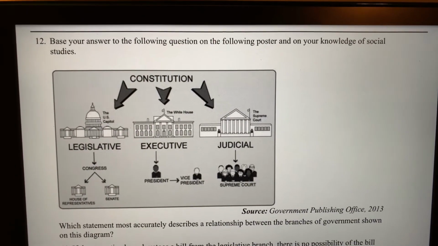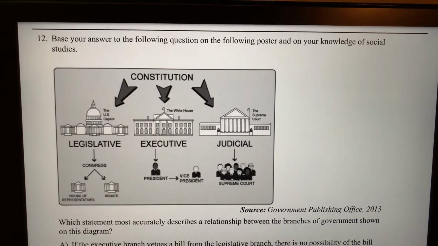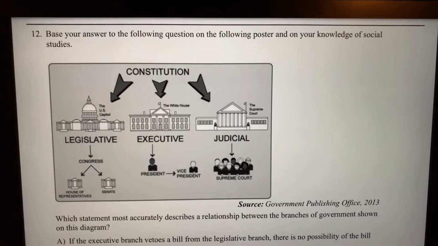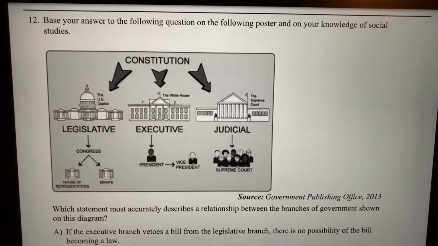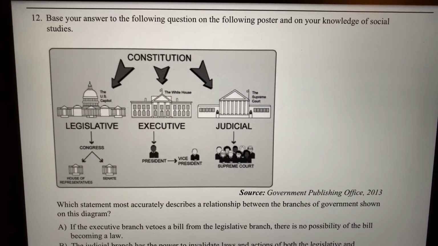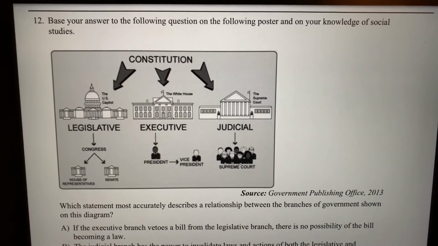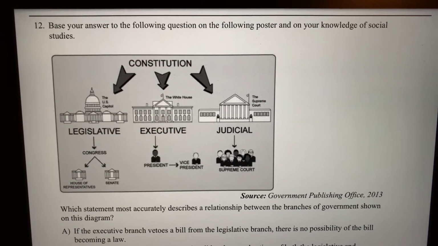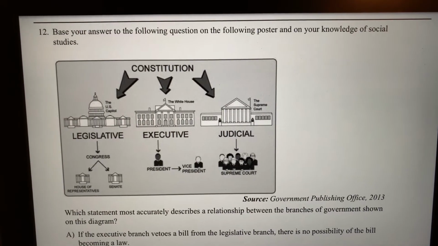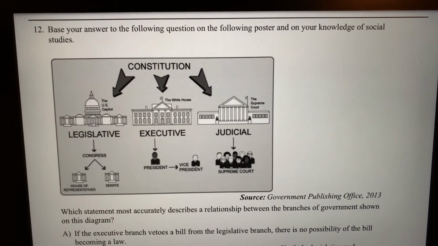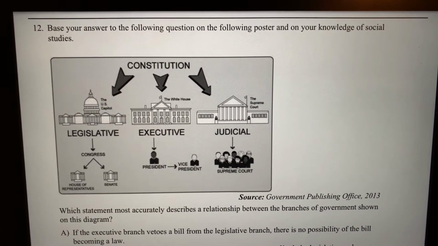Number 12. Base your answer to the following questions on the following poster and on your knowledge of social studies. The Constitution, broken into legislative, executive, judicial branch. Legislative branch, Congress, House of Representatives, and Senate. Executive branch, President, Vice President. Judicial branch, Supreme Court.